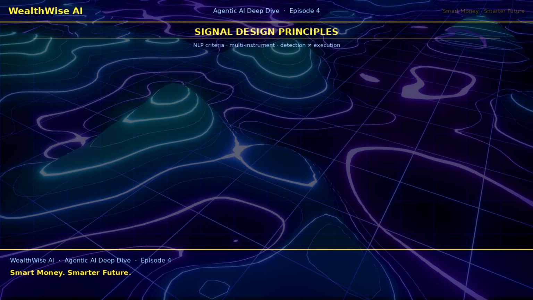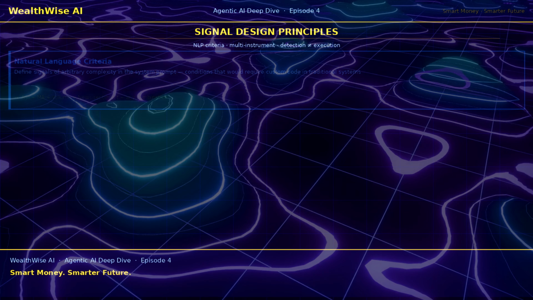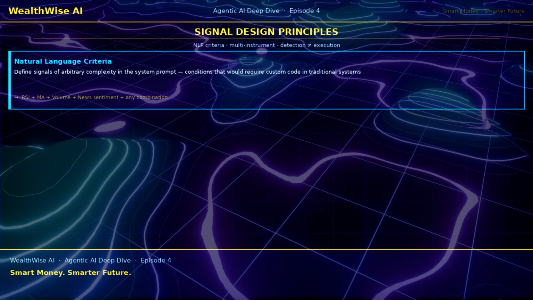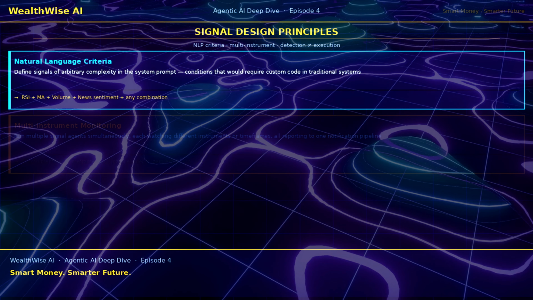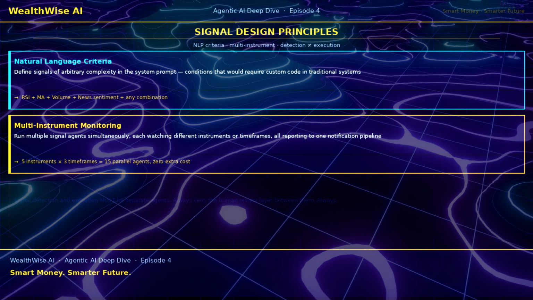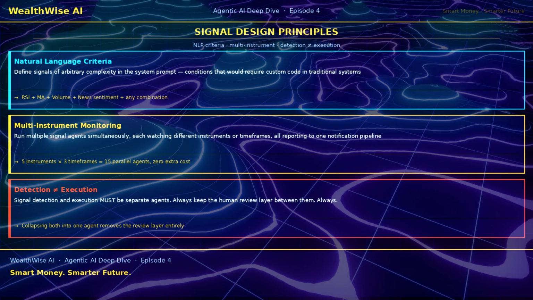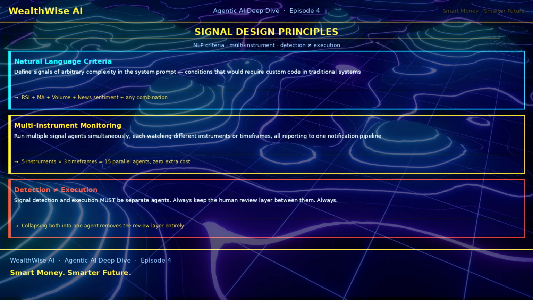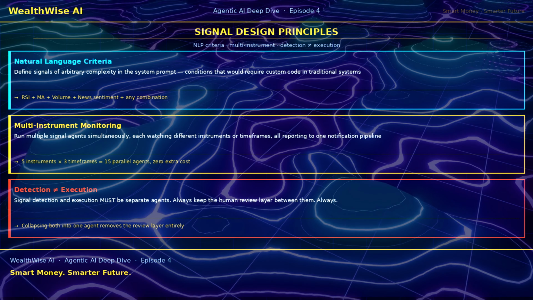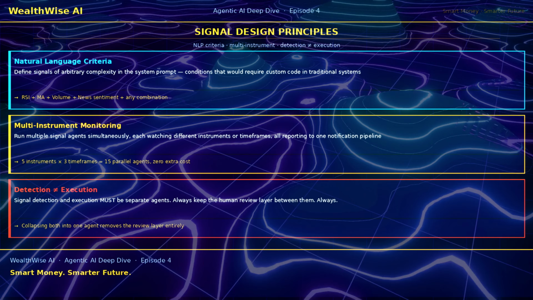Because criteria live in the system prompt, you define signals of arbitrary complexity, conditions that would require custom code in traditional trading systems. Run multiple signal agents simultaneously, each watching different instruments or timeframes, all reporting to one notification pipeline. Critical rule: signal detection and execution must be separate agents. Always keep the human review layer between them.